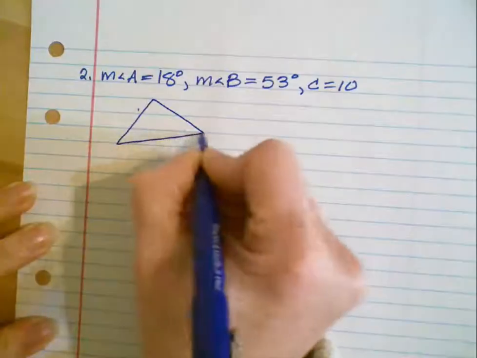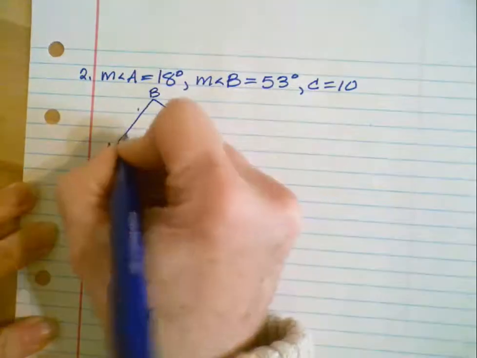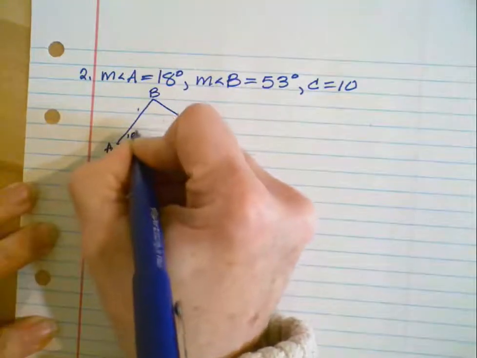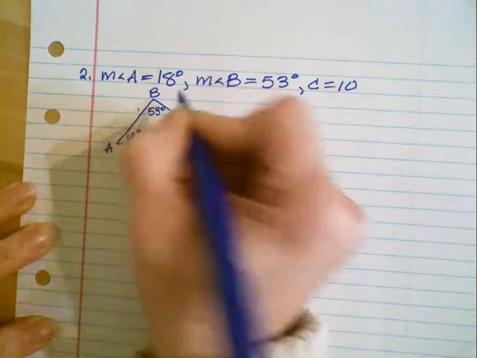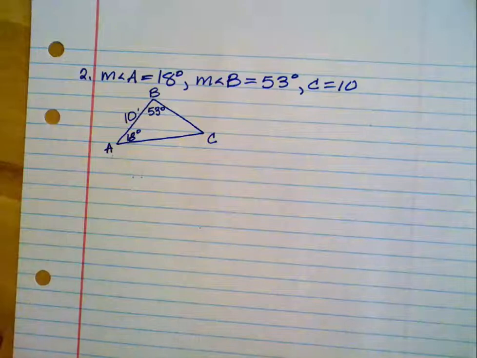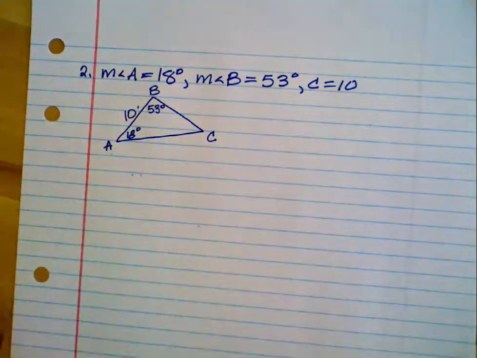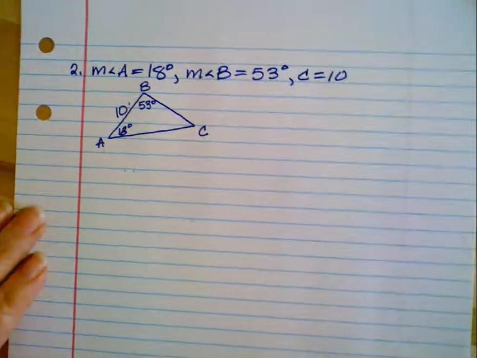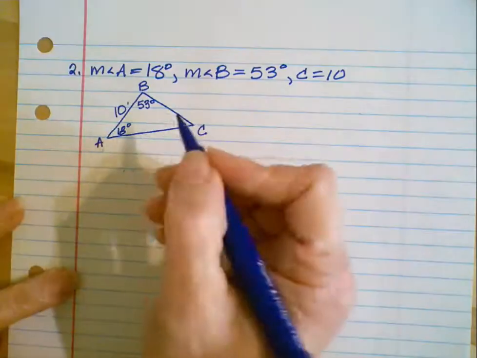All right, so I have a triangle ABC. A is 18 degrees. Remember that it doesn't matter if your sketch perfectly matches the numbers you're given. Now here we can see an angle-side-angle relationship. We have two angles with the included side given, and angle-side-angle still falls within that use of the law of sines.